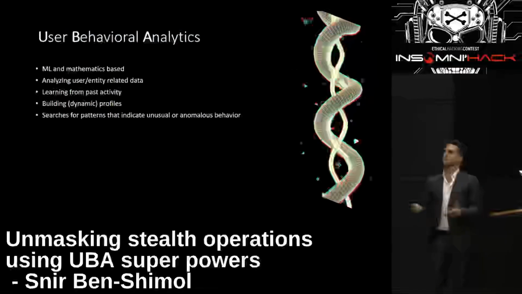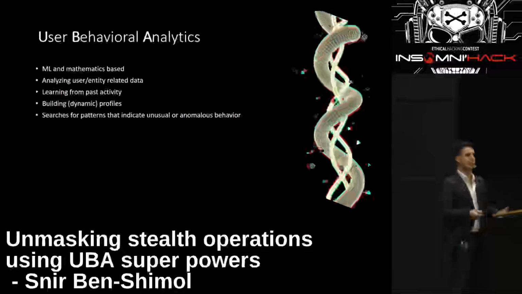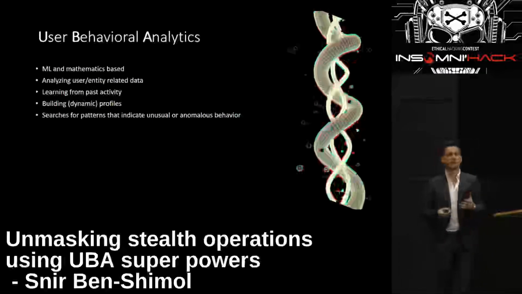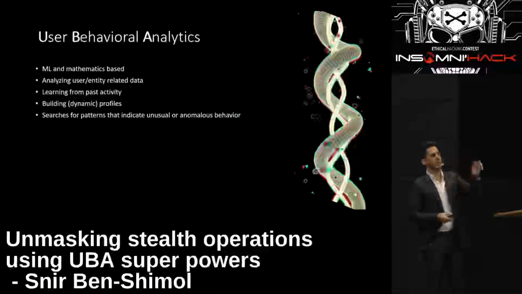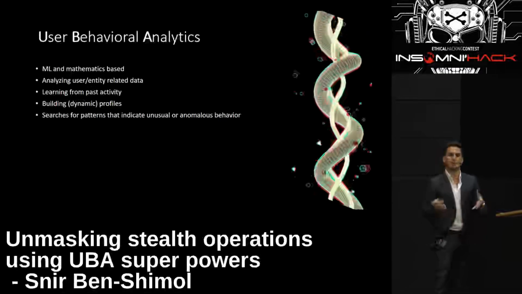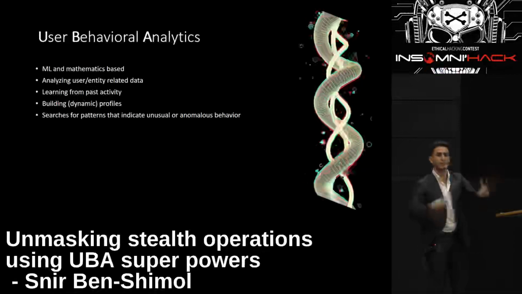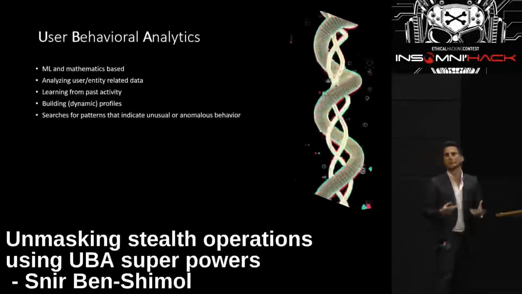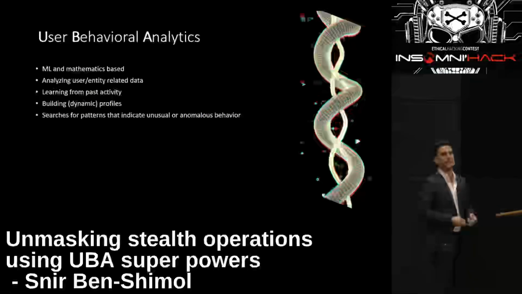UBA means user behavior analytics. It's based on machine learning and mathematics. It analyzes not only the user. In the past 2 years, we heard about UEBA. The letter E referred to entity, because inside the organization, inside your network, you don't only have users. You also have entities, which are services, computer accounts, and different types of things that also behave within the network. So we need to understand how they behave and also implement some security aspects on them.